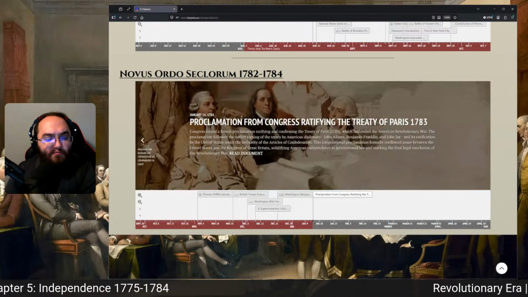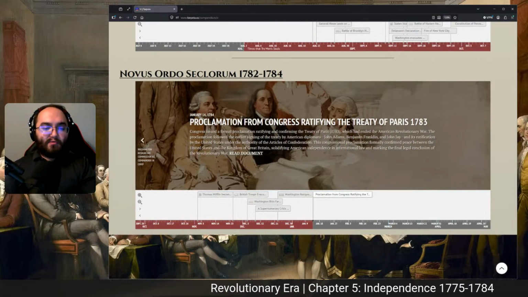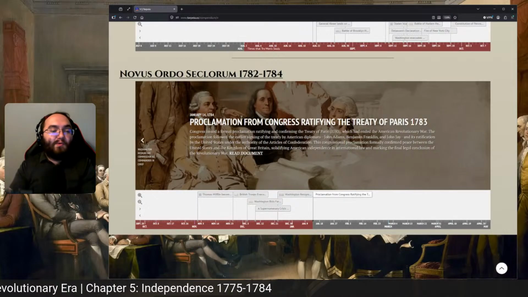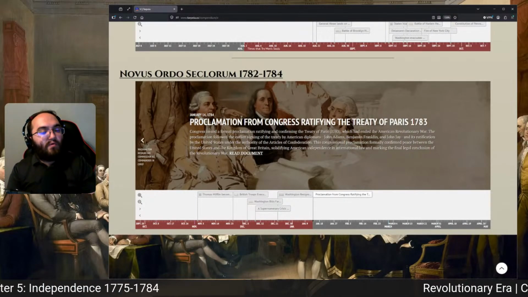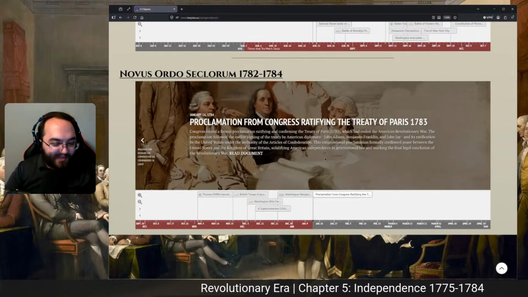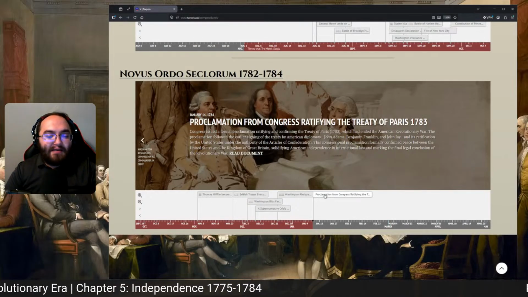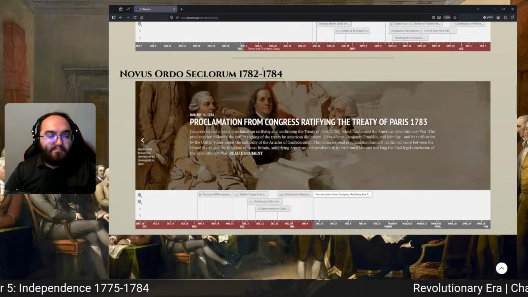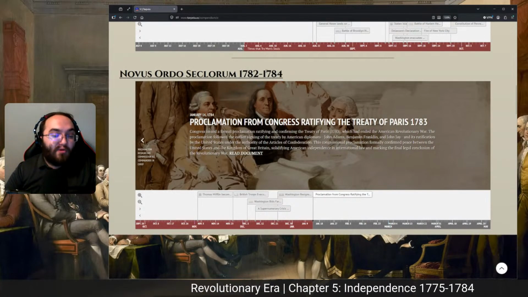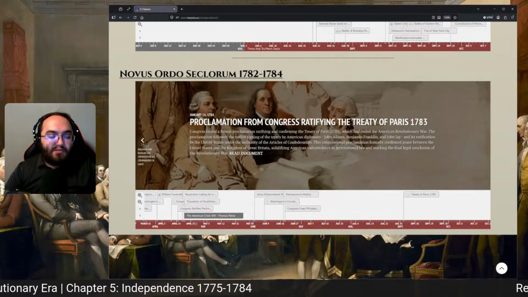And then the very last document that we have on the timeline is the proclamation from Congress ratifying the Treaty of Paris of 1783, which happens on January 14th, 1784. And so this is when the war officially ends, because the treaty has to be ratified. So that's why we have this revolutionary chapter and era ending in 1784 instead of simply 1783.